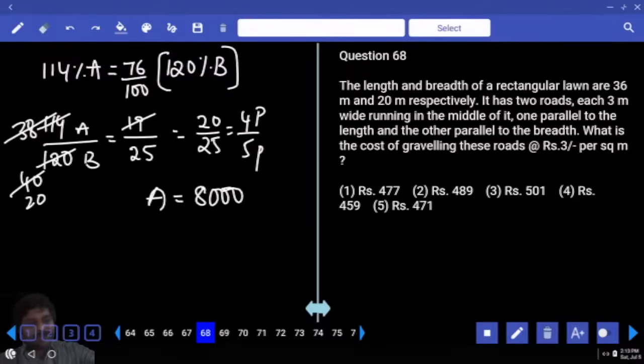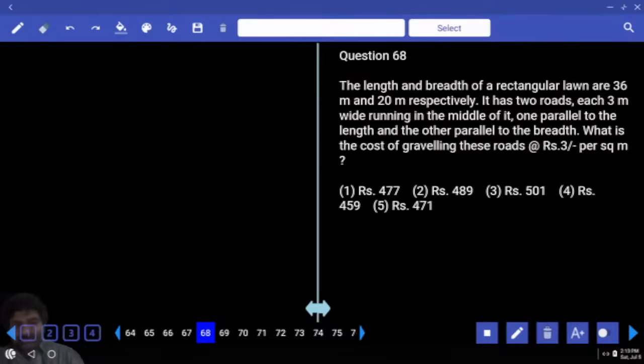The length and breadth of a rectangular lawn are 36 meters and 20 meters respectively. It has two roads, each 3 meters wide, running in the middle of it, one parallel to length and the other parallel to breadth. What is the cost of graveling these roads?